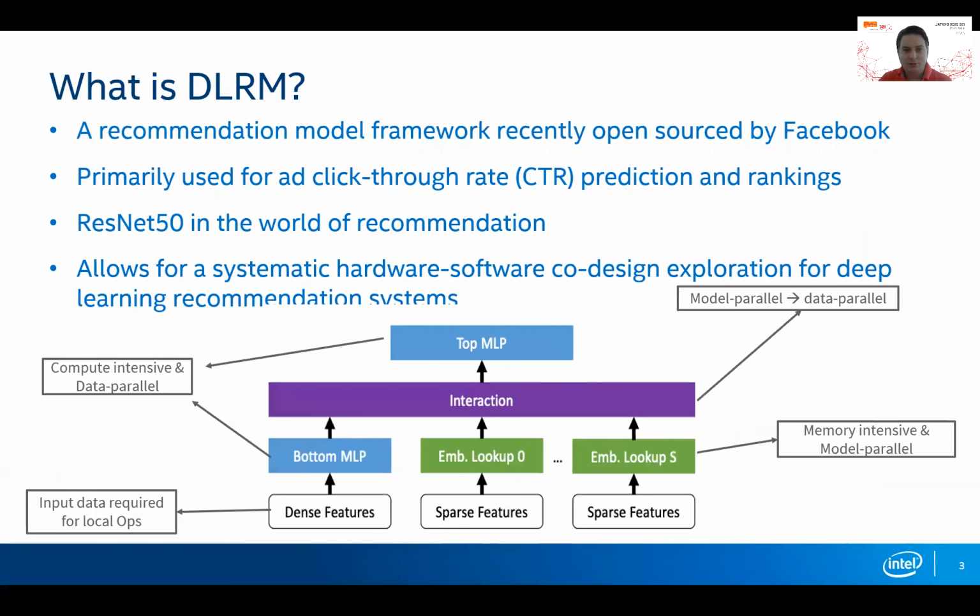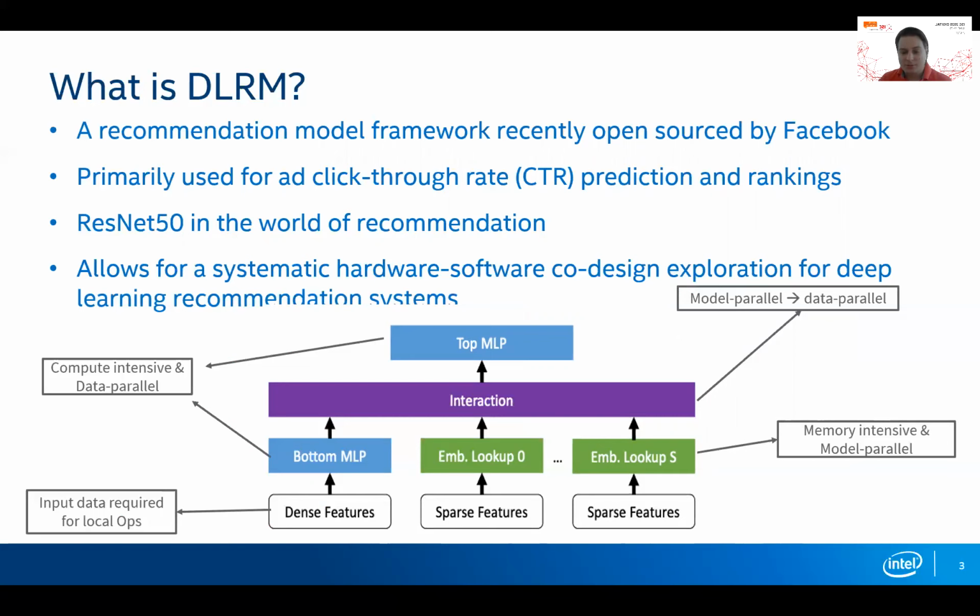What is the deep learning recommender system? This is a model framework, right now open source by Facebook. The idea here is to give hardware vendors and academia a chance to study deep learning recommender systems and find an optimal sweet spot. Therefore, this workload is becoming the ResNet-50 in the world of deep learning for recommendation.